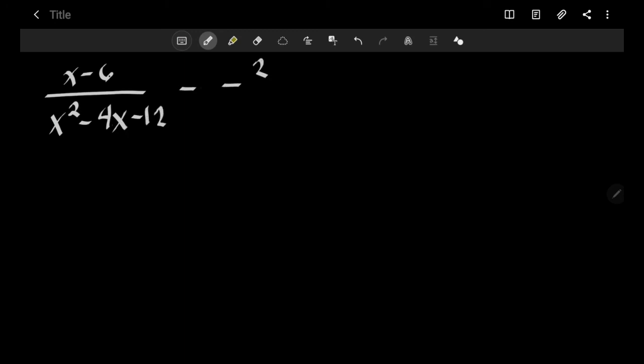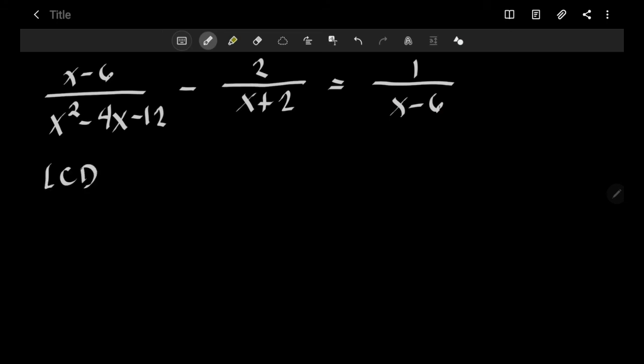So, let us have our second example. Let us have x minus 6 all over x squared minus 4x minus 12 minus 2 all over x plus 2 is equals to 1 all over x minus 6. So, again, our first step is to determine our LCD. Now, list all your denominators.